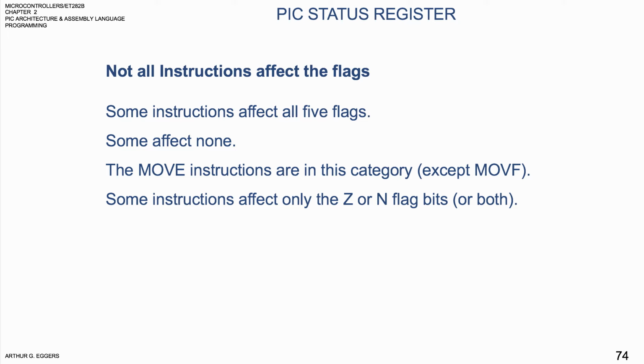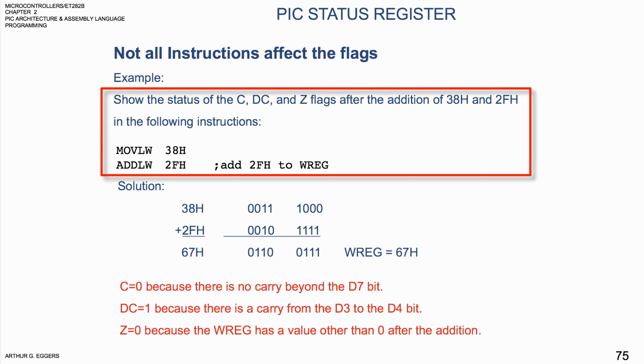So let's start by pulling up an example here. In this example, we're asked to show the status of the bits of the flags C, DC, and Z after the addition of 38 hex and 2F hex in the following instructions. So we're going to do a move LW 38 hex. So that will move 38 into the working register. And to that, we are going to add a literal value right into the working register, 2F. Okay, so 2F to the working register.